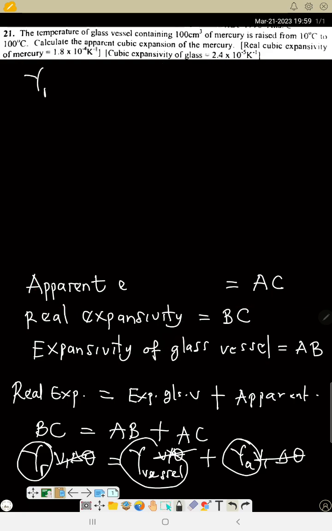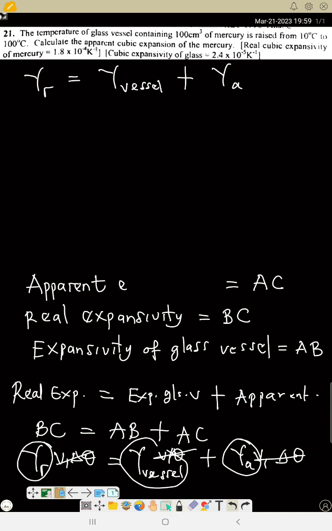So generally, real expansivity is equal to the expansion of the vessel, that is expansion of the glass vessel, plus apparent expansivity. We use it that way. So that is what we have in this.